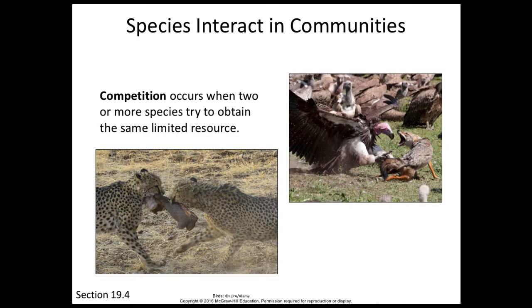Competition occurs when two or more species try to obtain the same limited resource. For example, some cheetahs might be fighting for an animal that they killed, or a vulture, which is going to try to eat some dead animal, is going to fight with a hyena, which also wants to eat that dead animal.